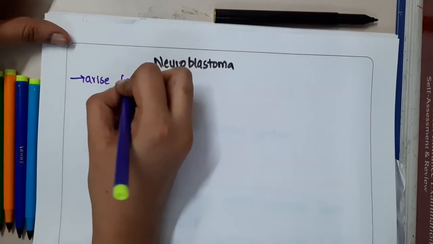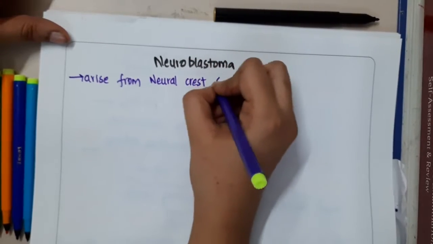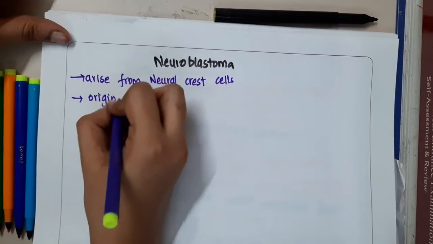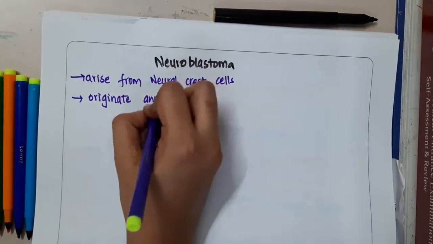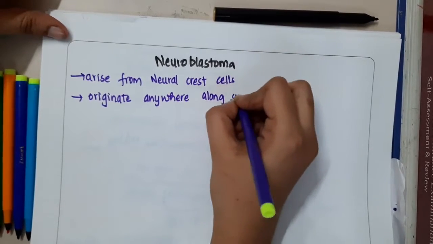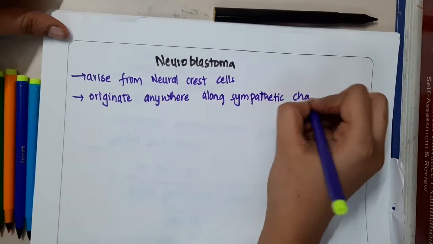Neuroblastoma arises from neural crest cells. Where does this arise? It arises from neural crest cells. Then it can originate anywhere along the sympathetic chain.